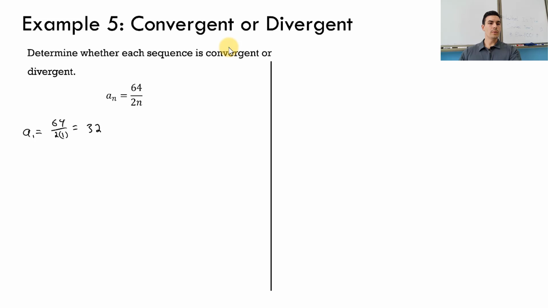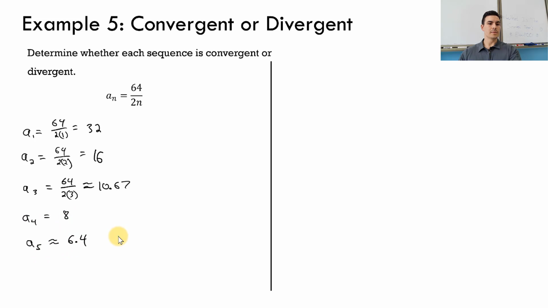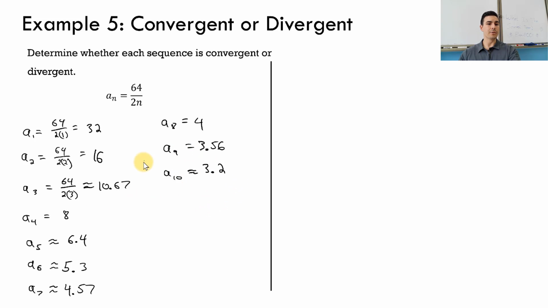So a sub 1 we see is 64 divided by 2 times 1, so that's going to be 32. A sub 2, again, instead of plugging in a 1 for n, I plug in a 2, that's 16. I plug in a 3 for a sub 3, I get about 10.67. And then a sub 4 is 8, a sub 5, we get 6.4, a sub 6, I get 5.3, and so on. And I just keep calculating these numbers, getting smaller and smaller. You can see they're going down, right? But are they approaching a certain value?